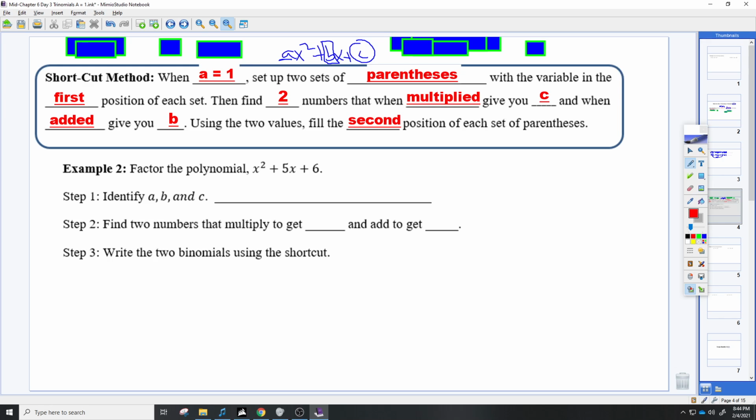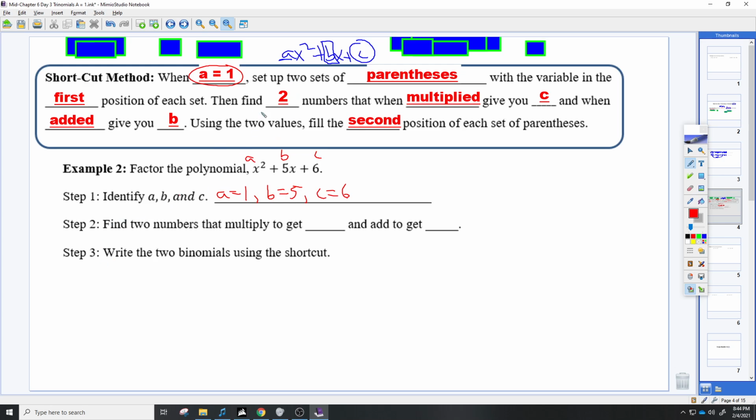Okay, so first we're just going to identify what A, B, and C are. A is the number out front here, we have B here, and C here. So we're going to say A is 1, B is 5, and C is 6. I'm just matching them up with the ones up here. The only time you can do this shortcut method is when A is 1. So right now we know A is 1, so we can continue doing this method.